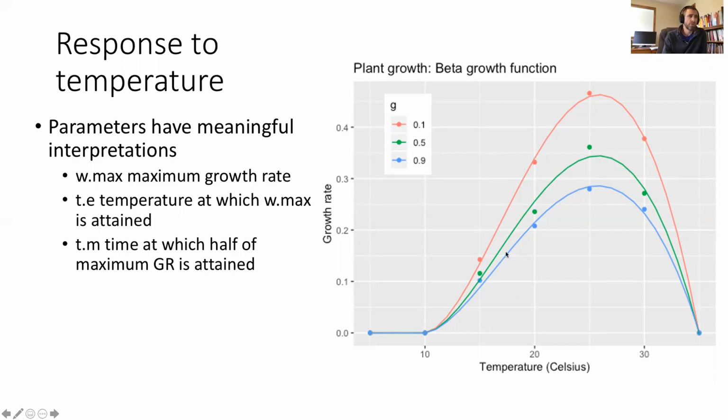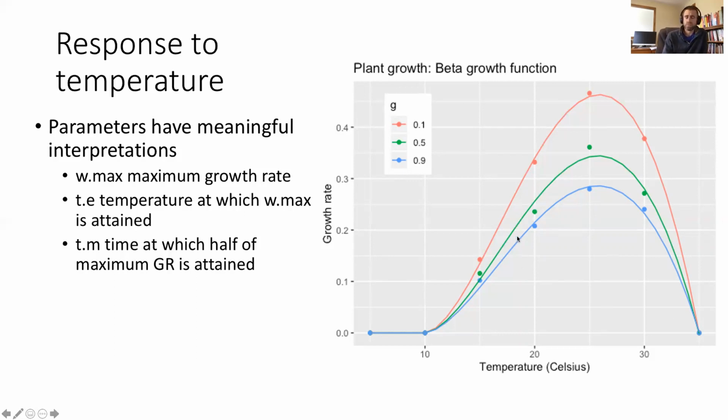That relationship with temperature might go up as we reach some kind of optimum temperature, and it might go down as it gets too hot for the plants or animals or microbes. The nice thing about using that beta growth function is that, in this case, we can fit just 3 parameters to this somewhat complicated relationship, and the parameters have nice interpretations. For example, they have the peak here, which is W max in the previous equation, the time at which that peak is reached, which would be here the temperature at which we achieve the maximum growth rate, and Tm is the time at which half of that growth rate is attained.